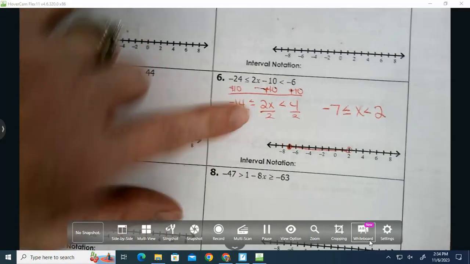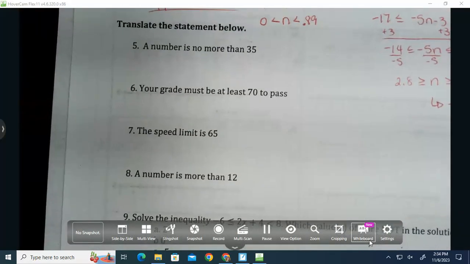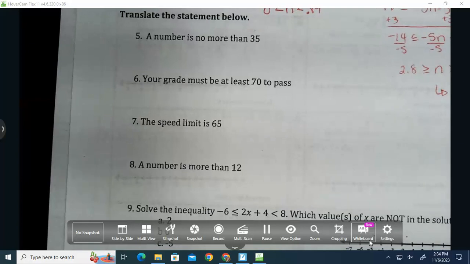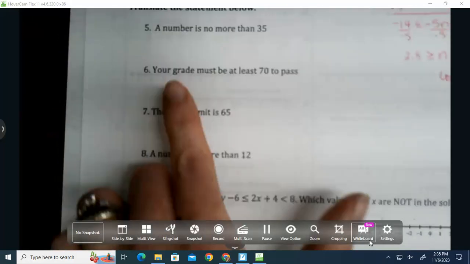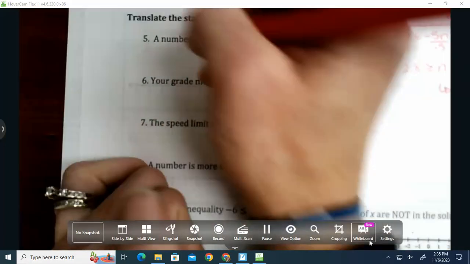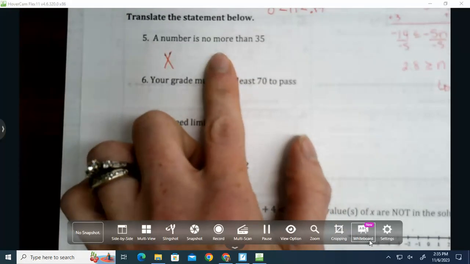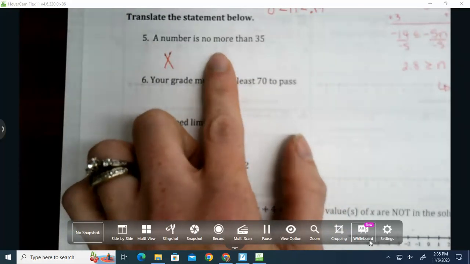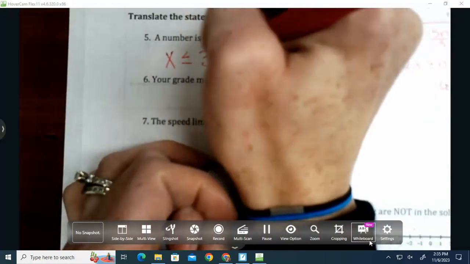So we've kind of talked about the compound, we've talked about the absolute values. Something we haven't done in a while are these questions, where I'm giving you something in words and asking you to write the inequality. All right, so a number. What could we use for a number? X, or whatever your favorite letter is, is no more than. So it can't be more. That means it could be less than or equal to 35.